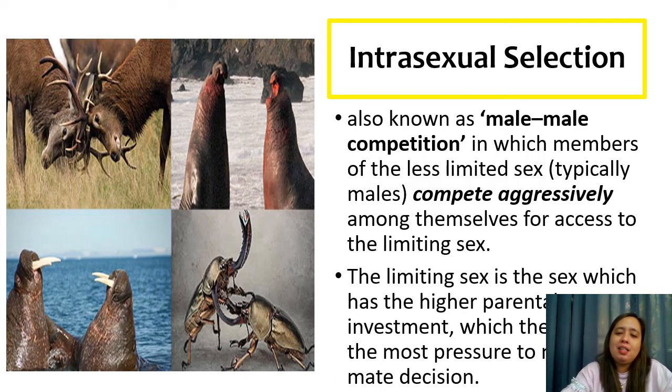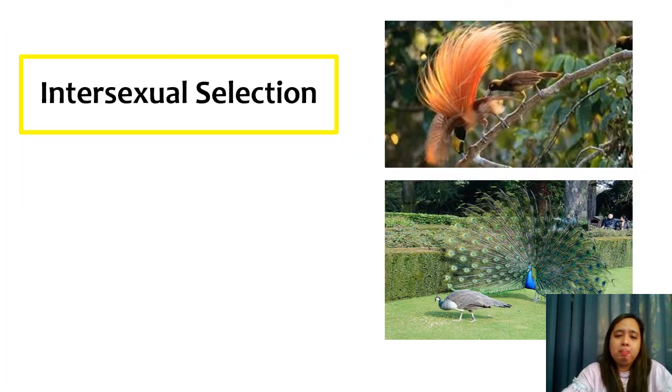The limiting sex is the sex which has the higher parental investment. So what happened here is that since there are few females and a small population, they favored the males who are strong and able to protect the entire herd, the entire pride, or the entire group. Especially if the grouping of the animals is patriarchal, where males are favored, compared to a matriarchal type like that of the elephant.